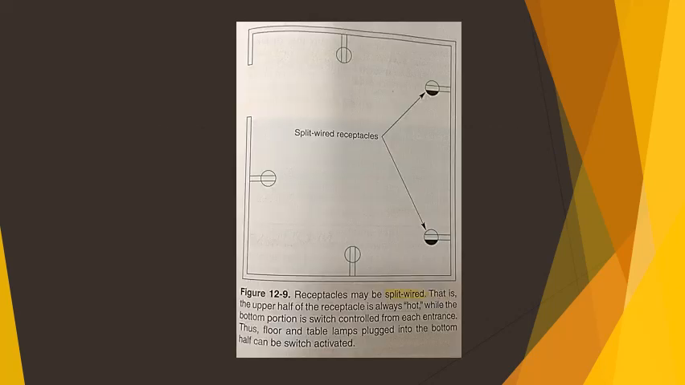Split wiring. Often duplex receptacles are split wired, or one outlet may be controlled by a switch. The upper half of the receptacle is always hot, while the bottom half is switched. This method of wiring is most frequently used in rooms that do not have a ceiling mounted fixture. See figure 12-9.